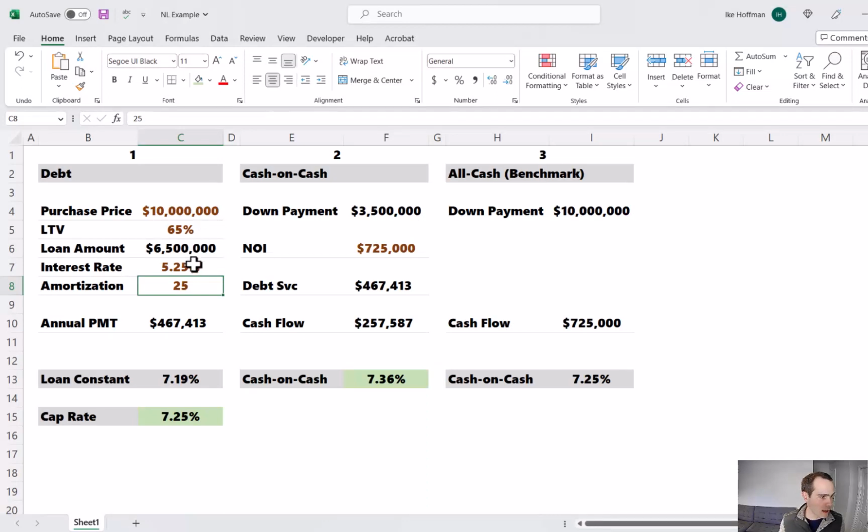Another thing that might help is drawing out the amortization schedule. Your payments will be less each month, which will reduce your annual debt service and decrease the loan constant. So we put that at 30 instead of 25. Now the loan constant is 7.